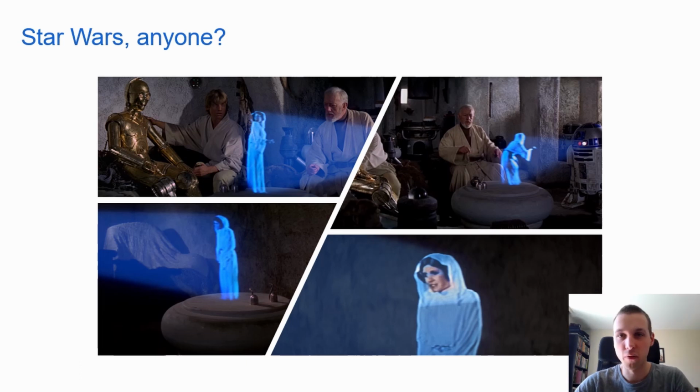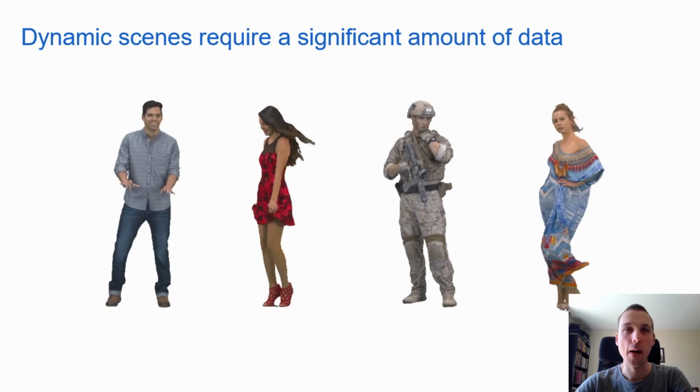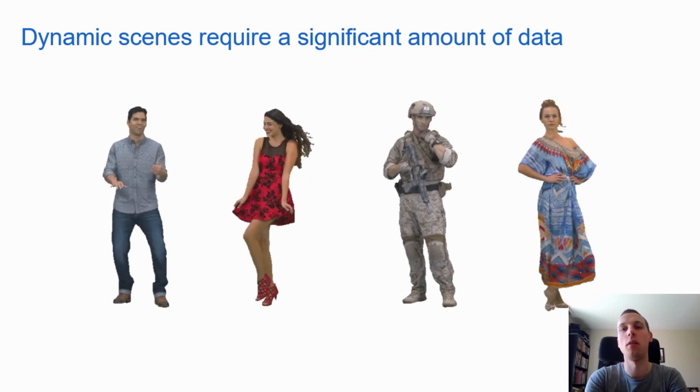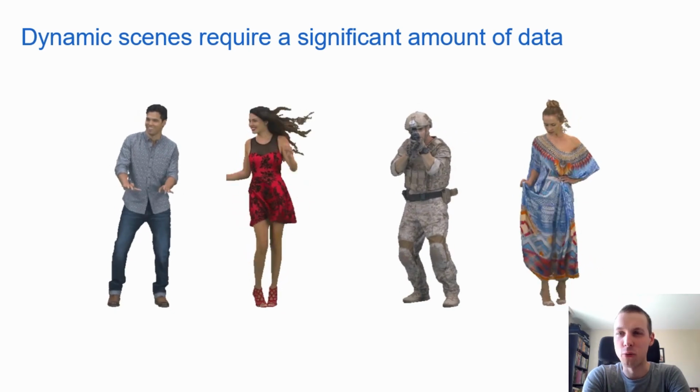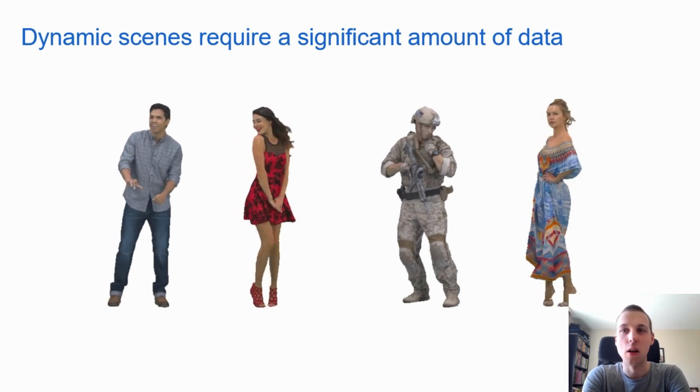Now, since then, 40 years later, a lot of advancements have been made, and we're getting closer and closer to holographic type communication, or HTC in short. Dynamic scenes require a significant amount of data. The objects that you see here, they are not regular video content. They are objects that were really captured and modeled in 3D using a point cloud representation.